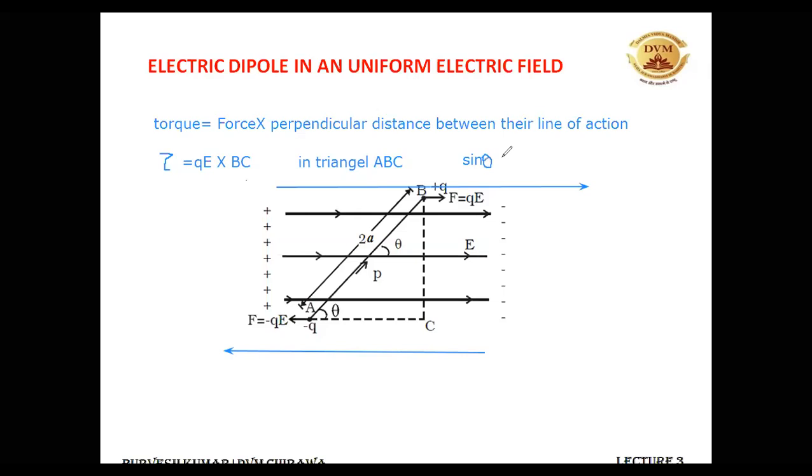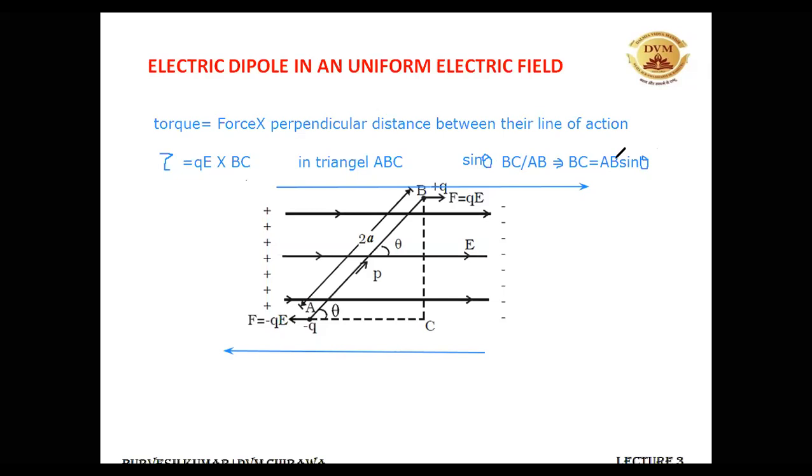Sine theta is equal to what? It is perpendicular upon hypotenuse, that is BC upon AB, and this implies that BC is equal to AB sine theta. So we can write the value of BC as AB sine theta.